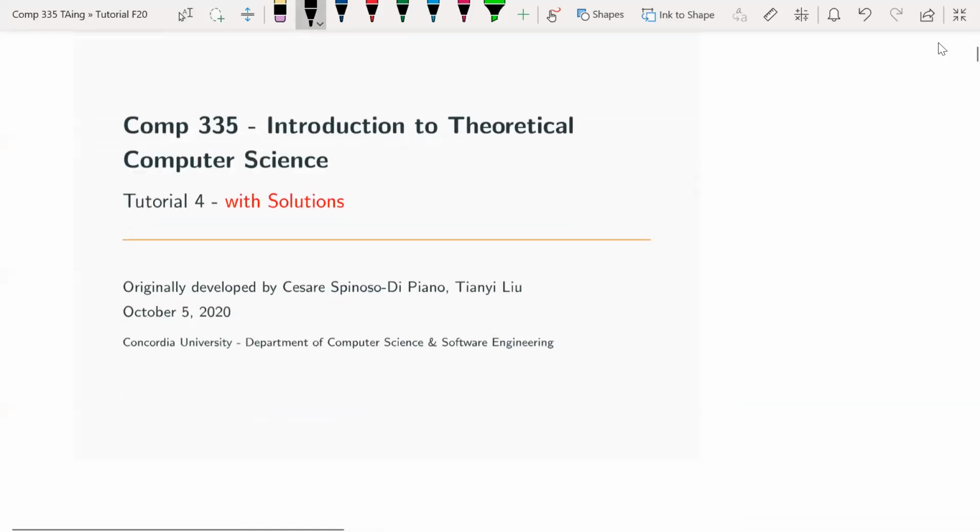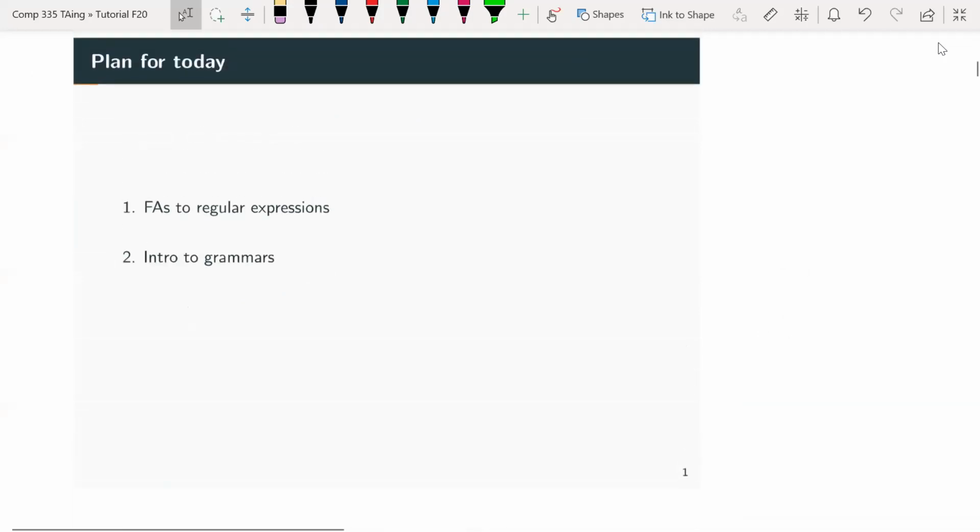This is your fourth tutorial, as you know. So today what we'll be covering is we're first going to look at something that you already saw in the lecture, which is when you take an FA, so either an NFA or a DFA, and then you convert that to a regular expression. And then the second part of the tutorial is going to be about introducing grammars.